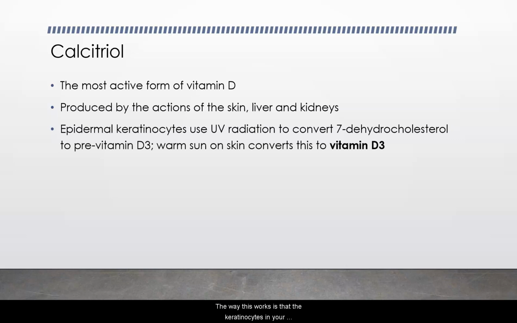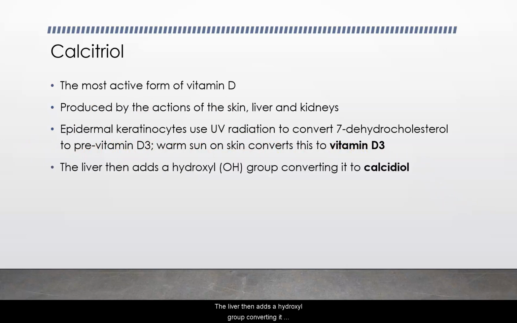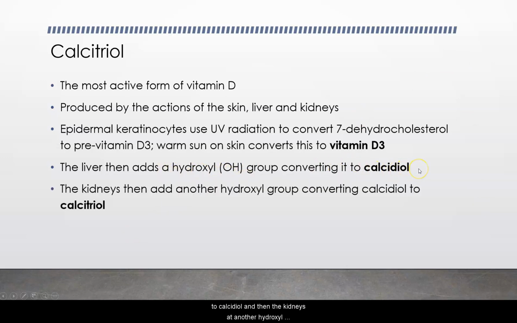So the way that this works is that the keratinocytes in your epidermis use UV radiation to convert this long-named 7-dehydrocholesterol to what is now called pre-vitamin D3. And then over the course of a few days, the warm sun on your skin helps to convert pre-vitamin D3 to vitamin D3. The liver then adds a hydroxyl group, converting it to calcidiol, and then the kidneys add another hydroxyl group, converting calcidiol to calcitriol. Calcitriol is how I say it.